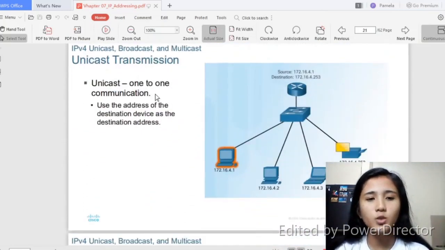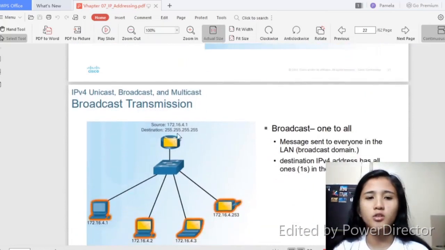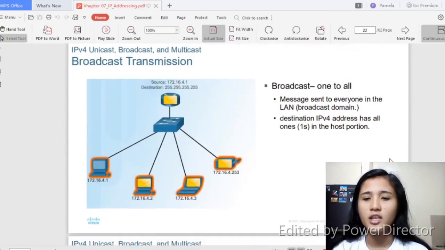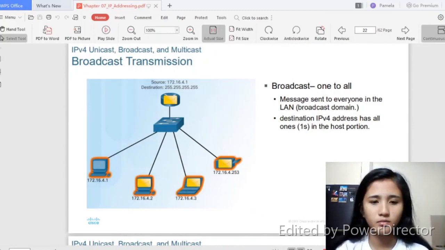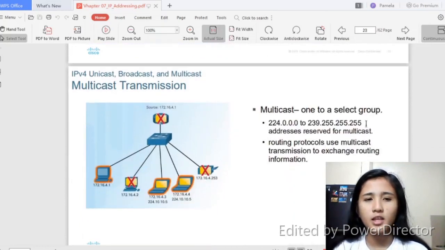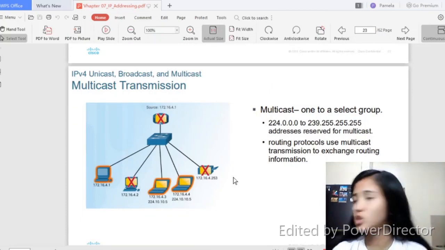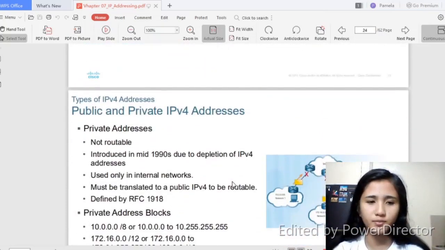So unicast is one-to-one communication. It uses the address of the destination device as the destination address. Broadcast transmission is a message sent to everyone in the LAN. The destination IPv4 address has all ones in the host portion. Then multicast transmission uses addresses reserved for multicast. Routing protocols use multicast transmission to exchange routing information.